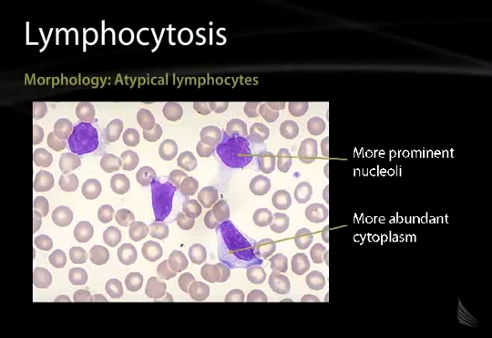If you see these very large lymphocytes with much more abundant cytoplasm and much more prominent nucleoli, these do appear to be atypical from the lymphocytes that we would normally like to see, but these do not represent a malignant transformation of these lymphocytes. These are simply reacting to the external stimuli of the viral infections.